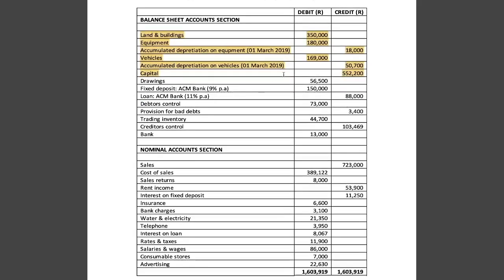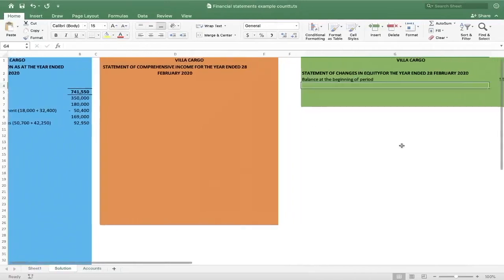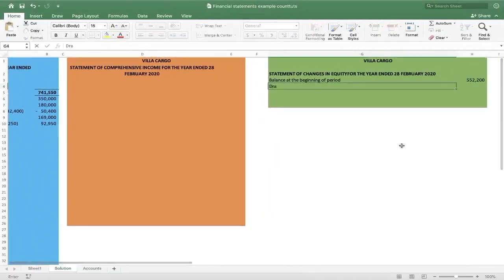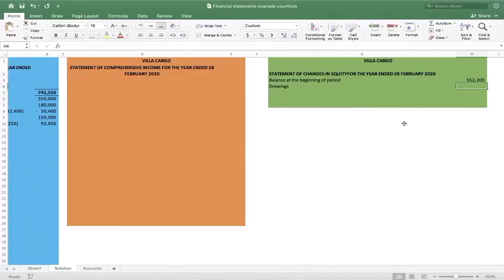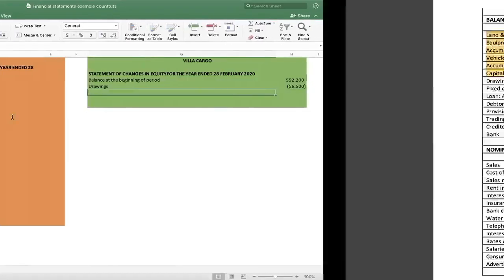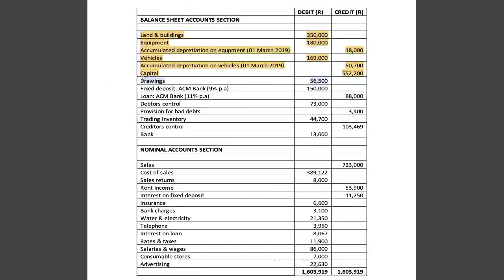Now that we've just done capital, we go to drawings. The next one is drawings, which is 56,500 rand. So we need to record it in our statement of changes in equity as well. So we put the drawings and the amount we are given, 56,500 rand. Okay, and it's negative because drawings decrease the equity of the business. Drawings is what the owner took for personal use, and then we highlighted drawings that we have just done. And remember, the final answer in the statement of changes in equity will go to the equity section of the balance sheet. That's why we're also completing the statement of changes in equity.